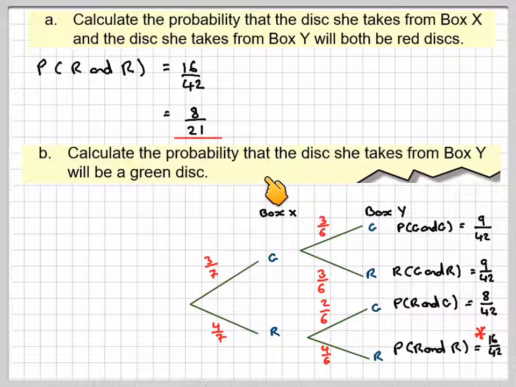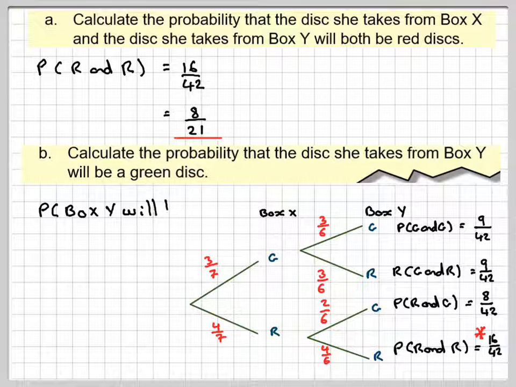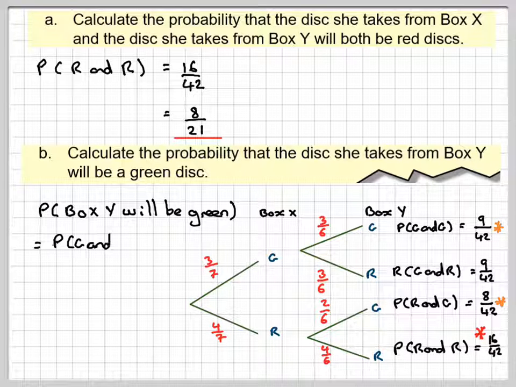Calculate the probability that the disc she takes from box Y will be a green disc. Well, she'll take a green disc here and here from box Y. So box Y will be green, will be this one here, which are coloured in orange, and this one here. These 2 events are mutually exclusive, i.e. cannot happen at the same time. Therefore, we add together the probability.